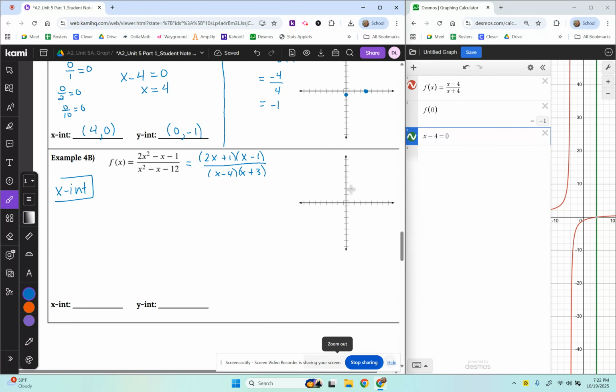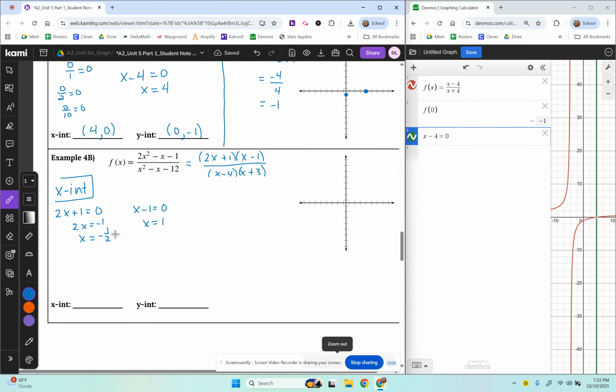X-intercept means that our y value is 0. Now we have two different factors. So remember, if either one of those is 0, it doesn't matter what the other one is because 0 times anything is still 0. So we have to do both of these because that means that we have two possible answers. So 2x plus 1 equals 0. Subtract your 1, you get 2x equals -1, and then x equals -1/2. And then we will do the other factor also. We have x minus 1 equals 0, so x equals 1.